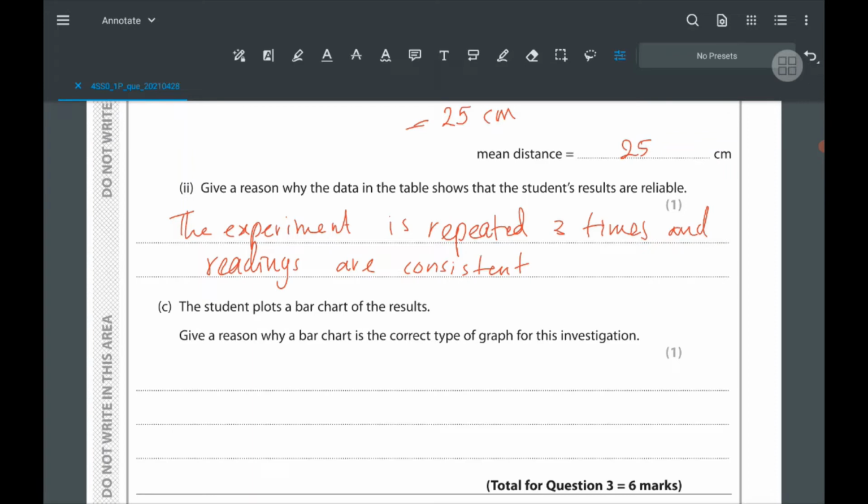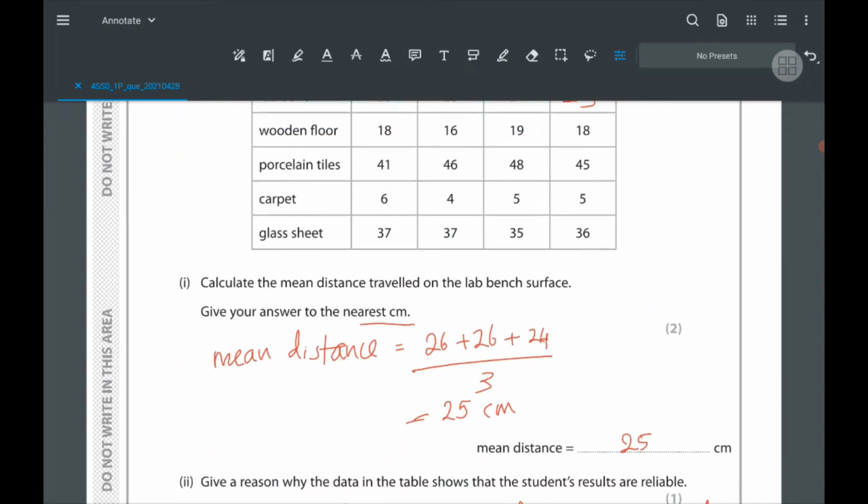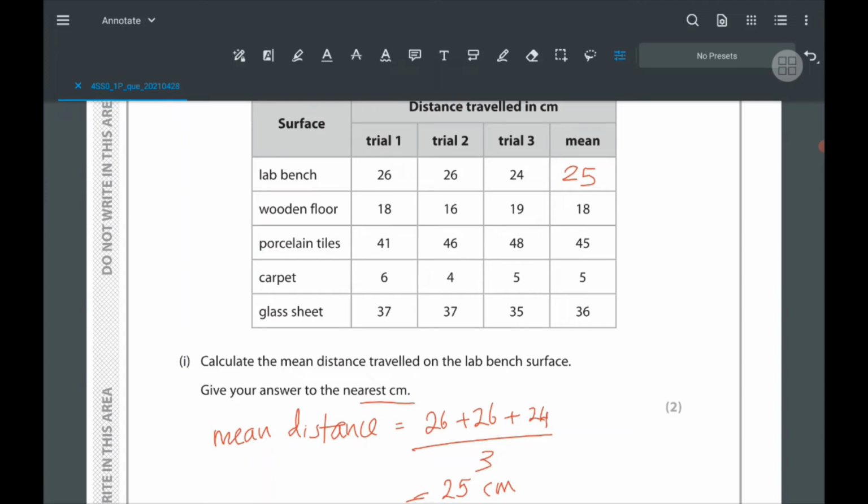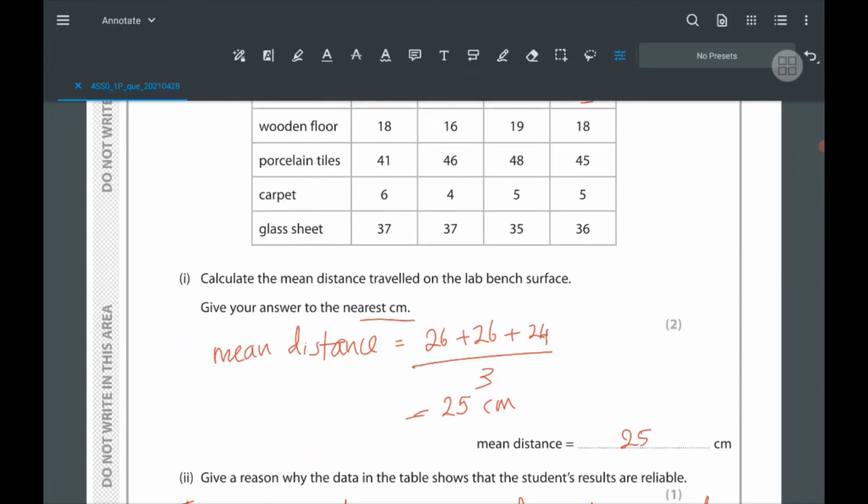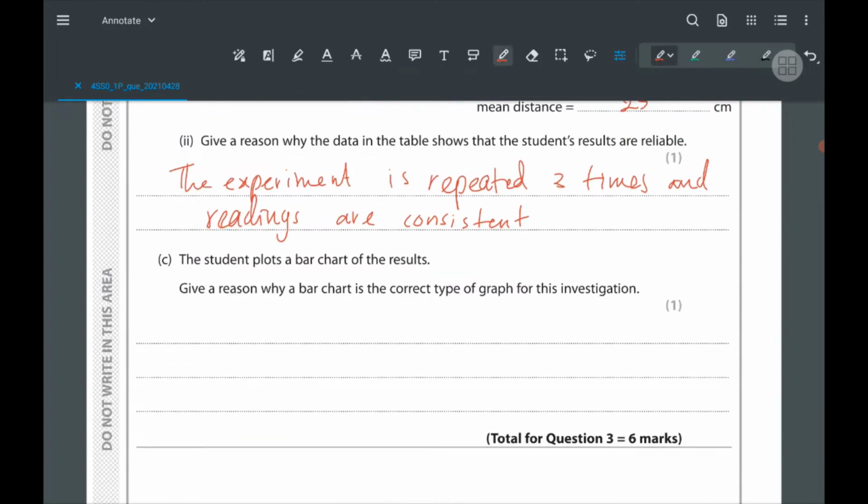The next question, the student plots a bar chart for the results. Give a reason why bar chart is the correct type of graph for this investigation. And we know we use line graphs whenever we have continuous data. But here they are talking about different types of surfaces. So surfaces are not continuous. So we say these are discontinuous data. For discontinuous data, we'll have to use a bar chart. So you can say data for the surface is not continuous.